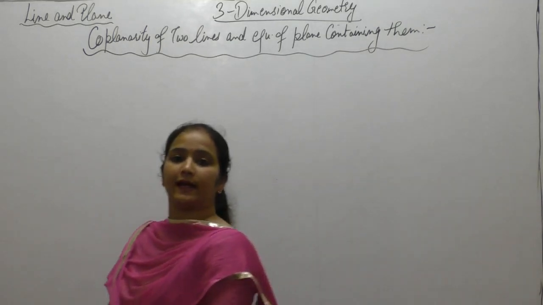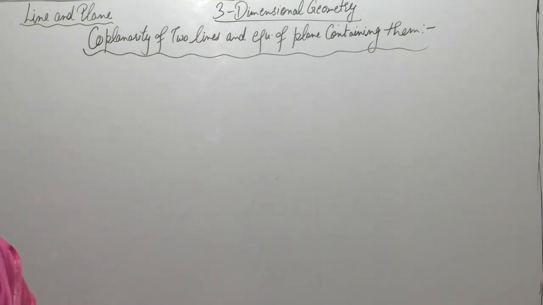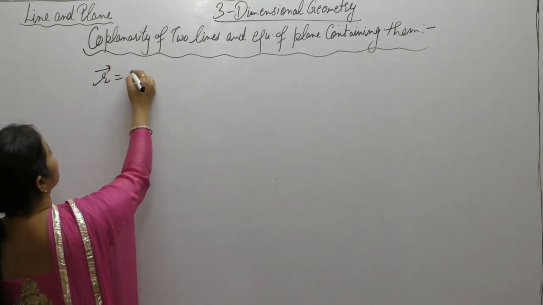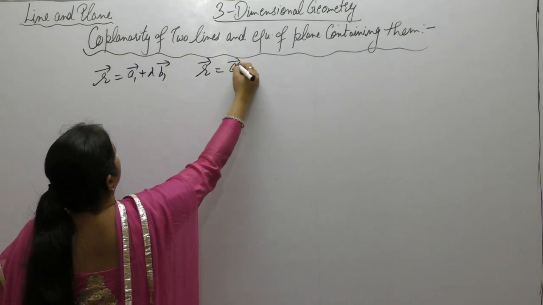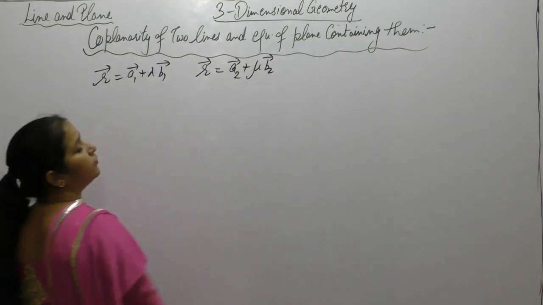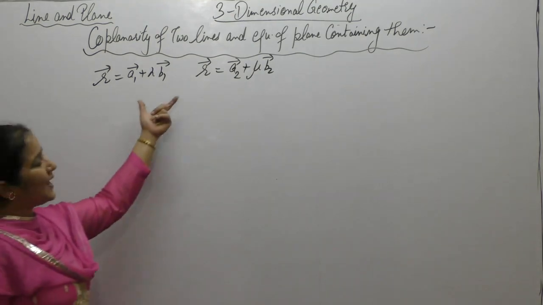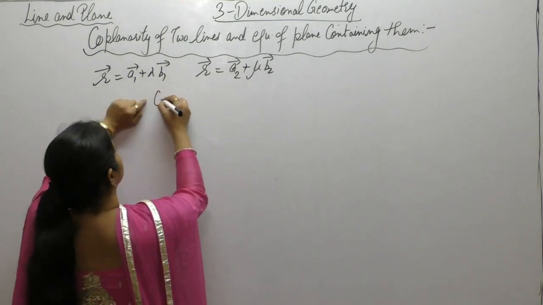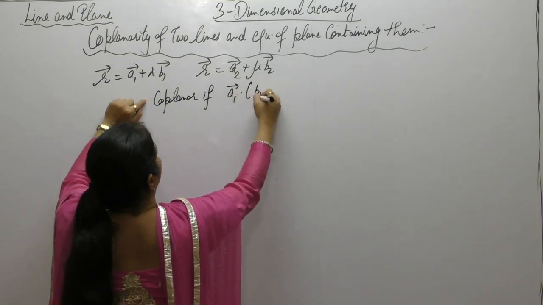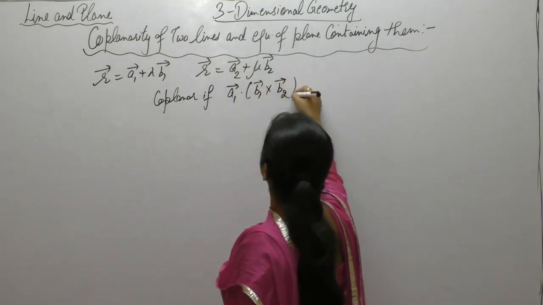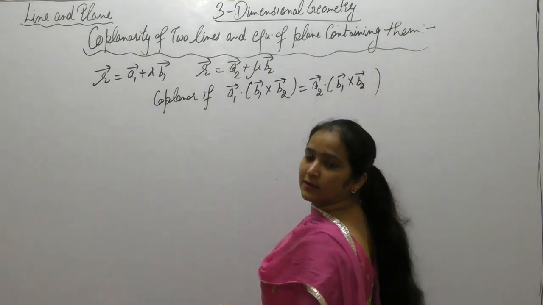We are discussing the coplanarity of two lines and the equation of the plane containing them. The vector equation of line 1 is a1 plus lambda b1 vector, and of line 2 is a2 plus mu b2 vector. Suppose these are two lines in vector form. These two lines are coplanar if a1 vector dot b1 cross b2 is equal to a2 vector dot b1 cross b2.